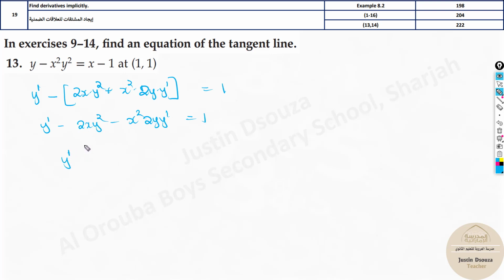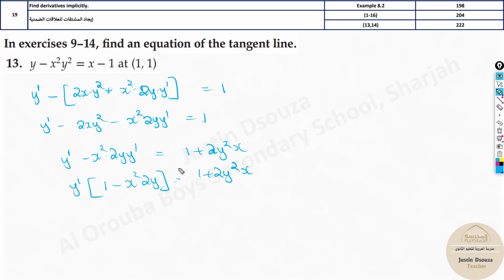So y dash over here, and then over here also there is y dash, x squared into 2y dash, that is equal to, this goes to the other side, 1 plus 2xy squared, it's the same thing. Now here y dash is taken out. 1 minus x squared 2y equals so much. Here you can basically stop and just substitute. Even over here, if you want, you can just substitute the values and then simplify as well. From just this step to this step, you can, because we do not need to do this for y dash, but we are just doing it so it's simpler and easy to understand.